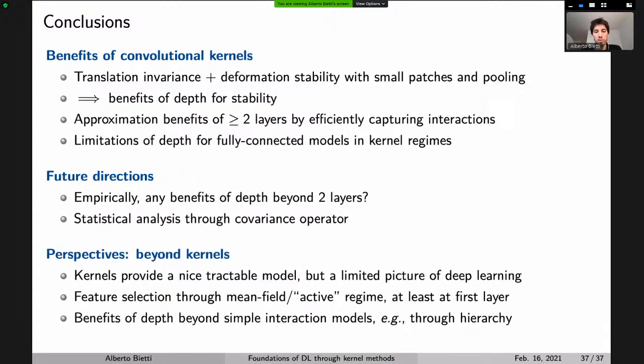And of course, there's a lot to be studied beyond the kernel regime. One thing was feature selection, which is missing in the kernel picture. Potentially, if you learn the weights at the first layer, you can actually reduce the dependence on dimension even more by adapting to lower dimensional structures. And another thing is when you have deep models, you can hope that you can learn some hierarchy of functions where, for instance, the second layer might capture these interactions, but in a way that's a bit more learned rather than fixed by the pooling architecture. So these are all interesting questions for the future.